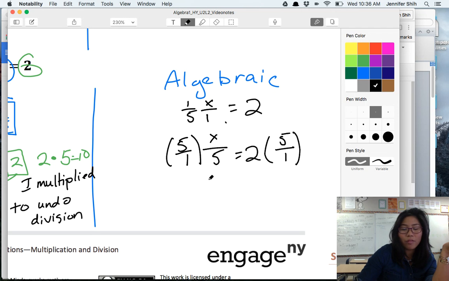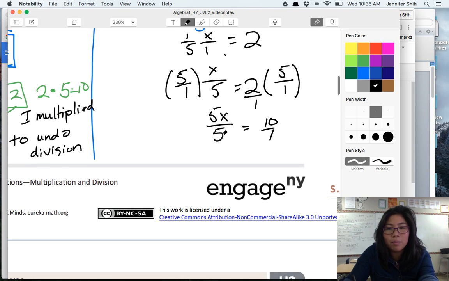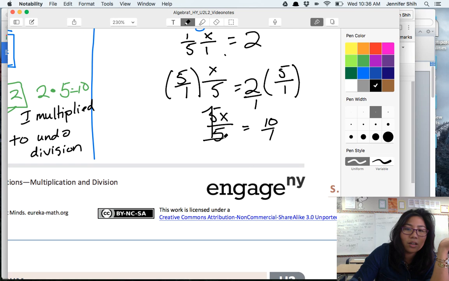That's the golden rule of algebra. So now I have 5x over 5 is equal to 10 over 1. So let me simplify. 5x over 5, that's equal to 1x, and 10 over 1 is equal to 10. So again, my answer is x is equal to 10.